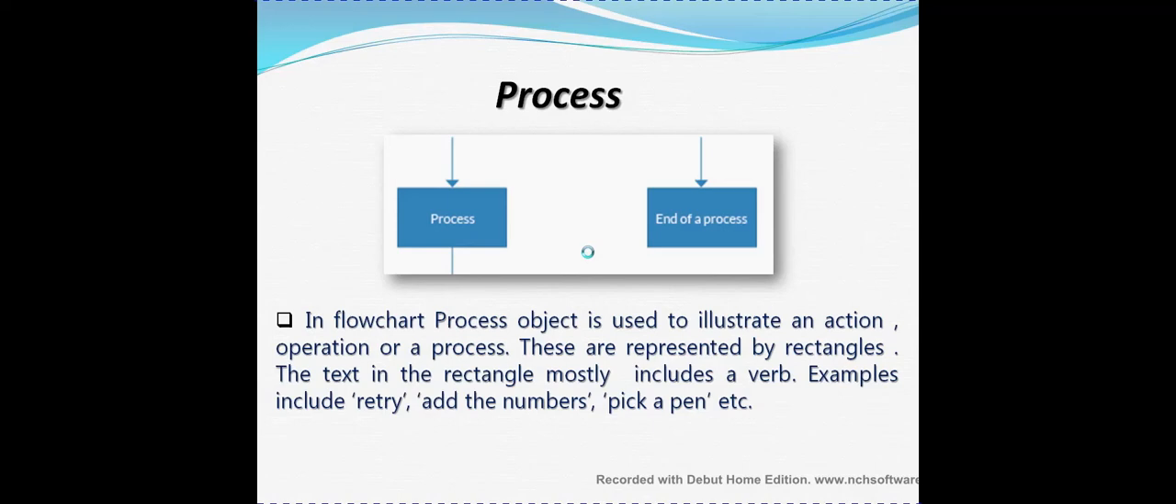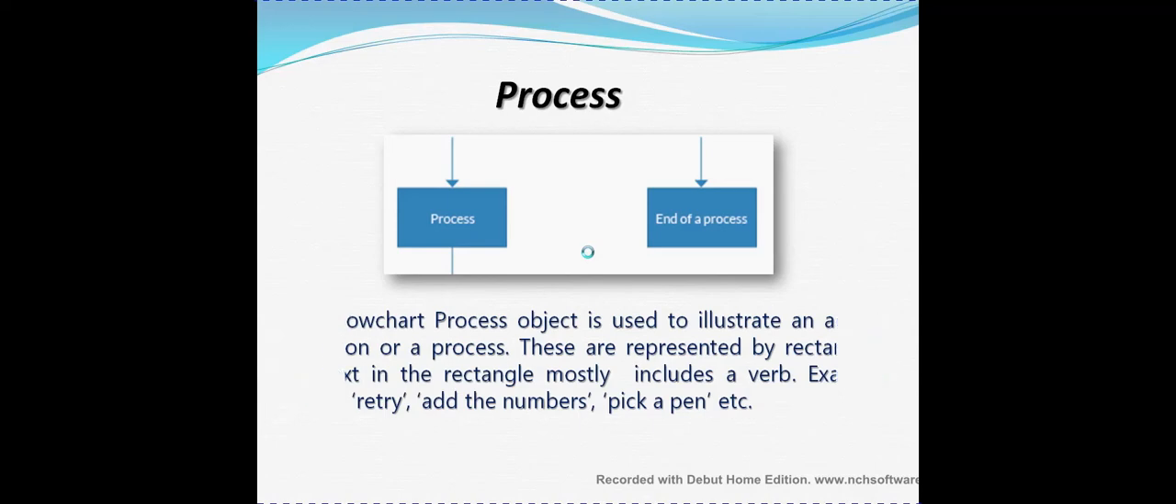This is simply used for processing anything, like in any algorithm, when one process is going on and you want to denote that process in the flowchart. So that whole process would be written in the process box, like the example of retry. Retry is a whole process, so you would write it in this process box. Second is add the numbers, like you have two numbers A and B and you want to add those numbers, so you would simply write add the numbers A and B in the process box, and then pick up. These are the processes which you would do.